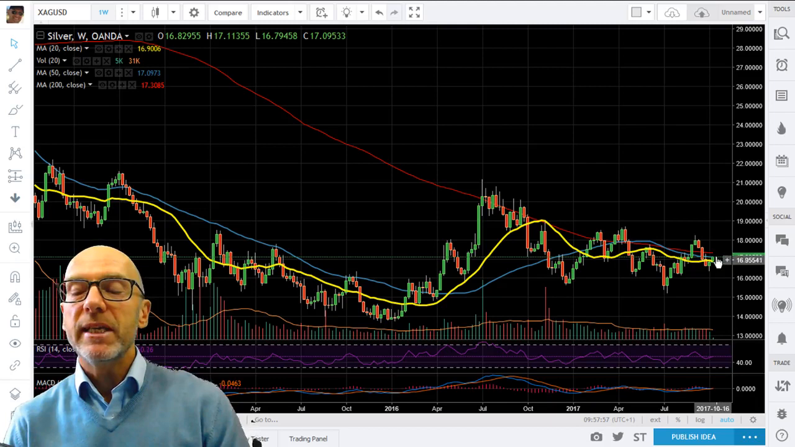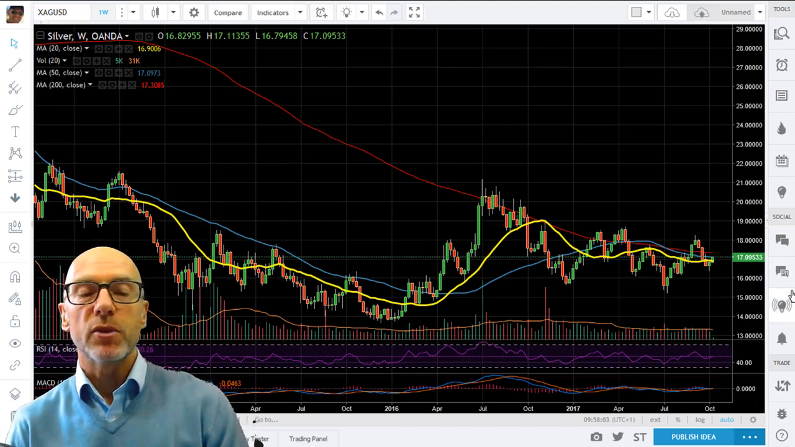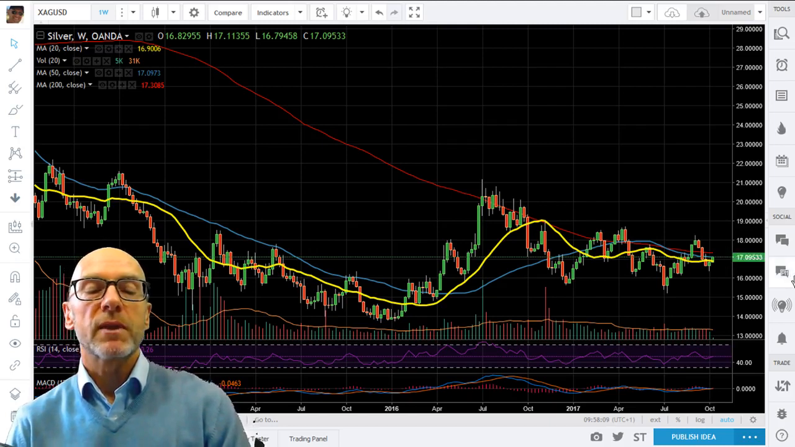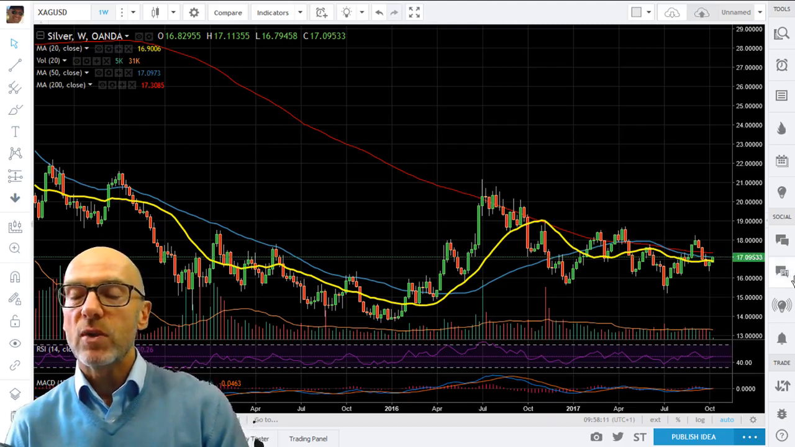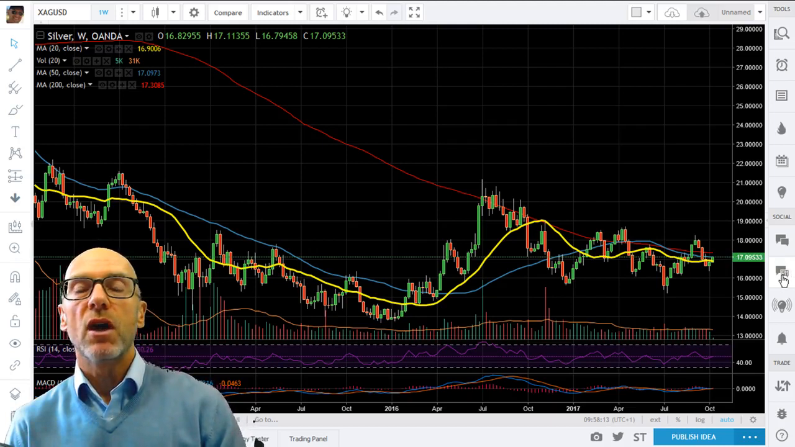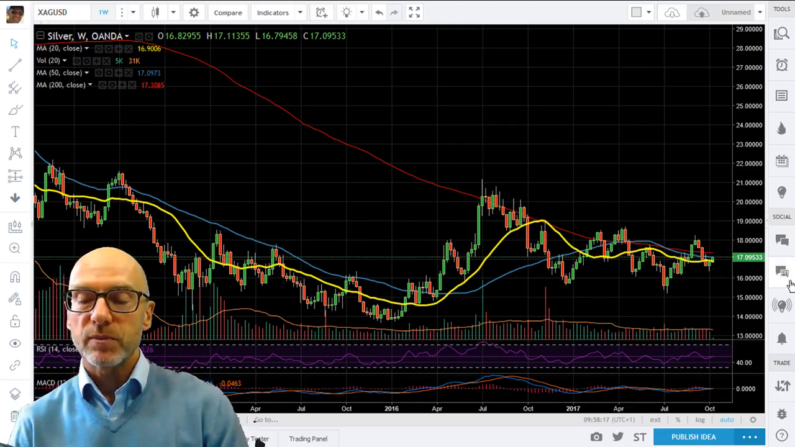And immediately we are seeing that we're up against the 50-week moving average at 17.097, and that is creating resistance. Above there we've got the 200, 17.308. So both those are causing immediate resistance to the upside.